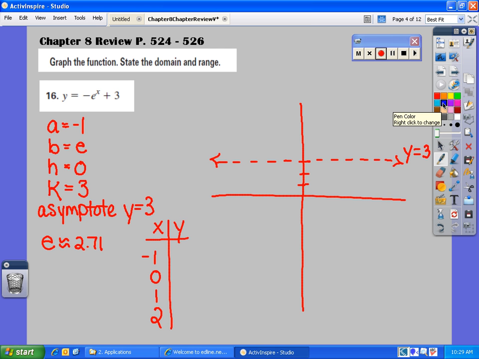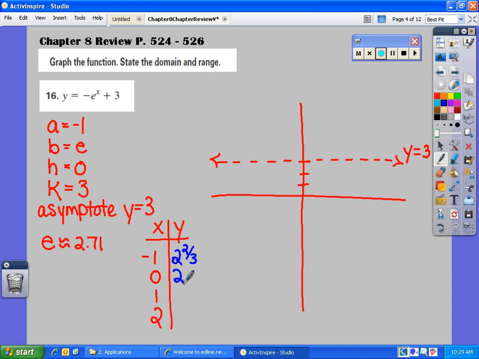So if you plug in -1 for x, you're going to get 1 over e, which is 1 over 2.7. If we said that that was 1 over 3 approximately, that would be -1/3 plus 3 is about 2 2/3. This is very approximate. I only approximate like this with e when I'm graphing. 0, put 0 in for x. E to the 0 is 1. -1 plus 3 is 2.